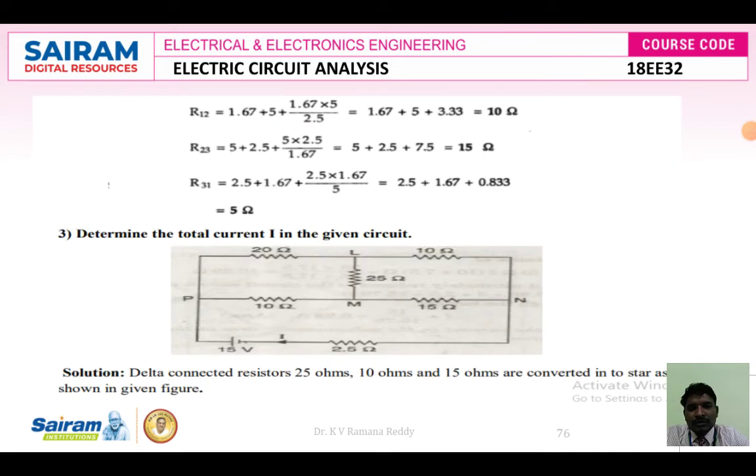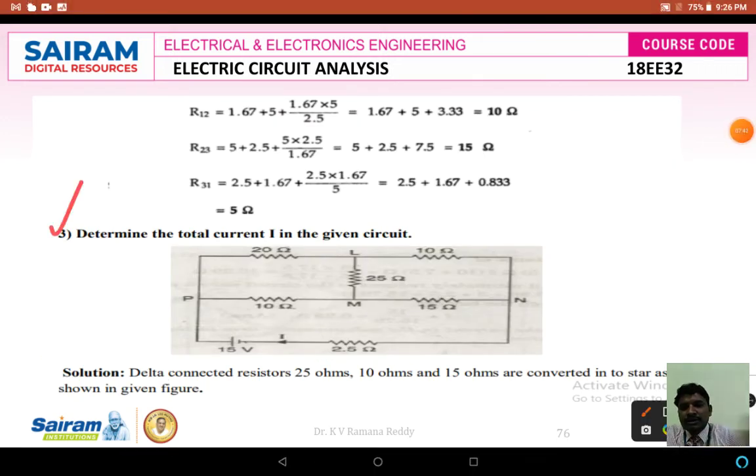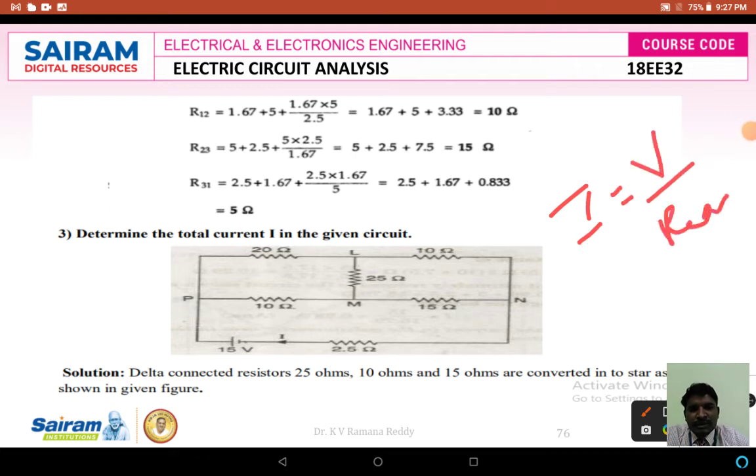Let us go through one more problem. Look at the problem here, problem number 3: determine the total current I in the given circuit. I want to find out this current I. To find the current I, I want to reduce this network into a single resistance value. At that time the current I is equal to V by R equivalent. V here is given as 15 volts, and R equivalent I don't know.